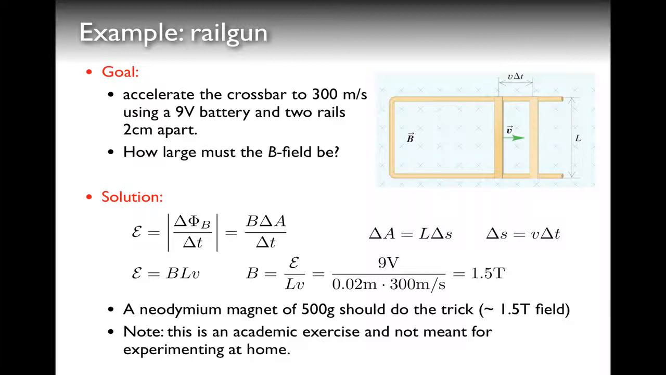The solution can be computed in a simple fashion. The EMF is going to be d phi over dt, which in this case is going to be B times delta A over dt.